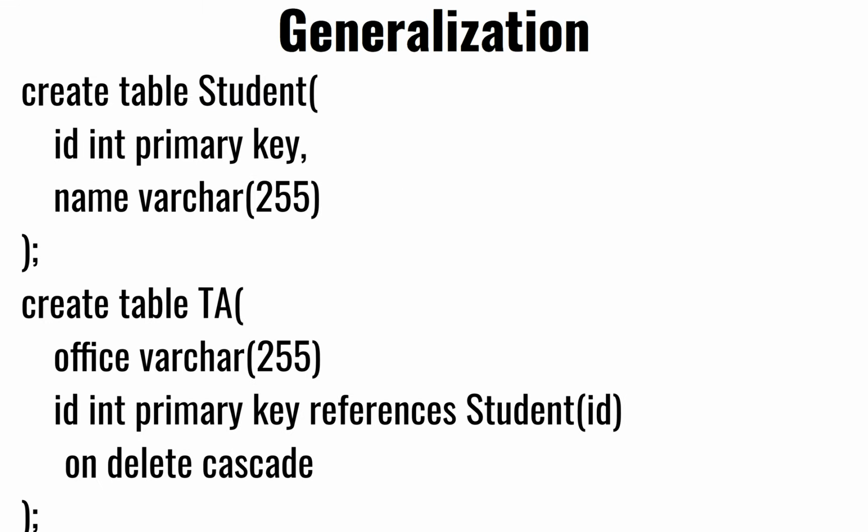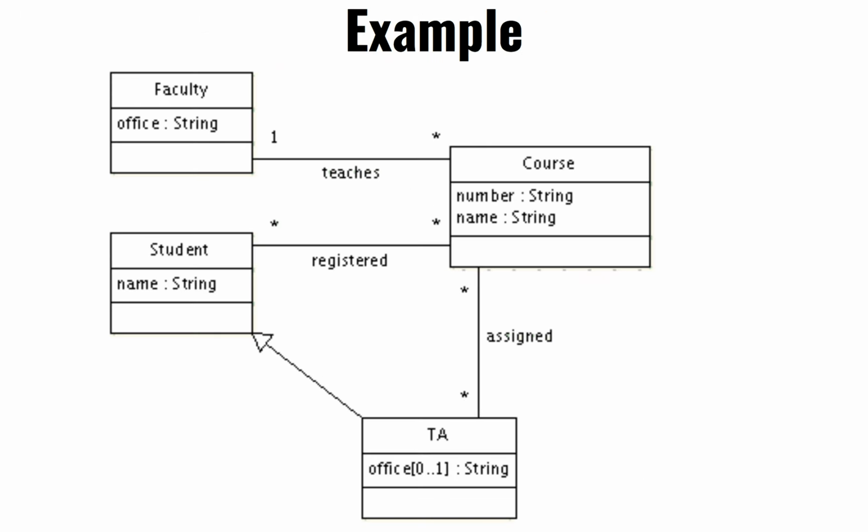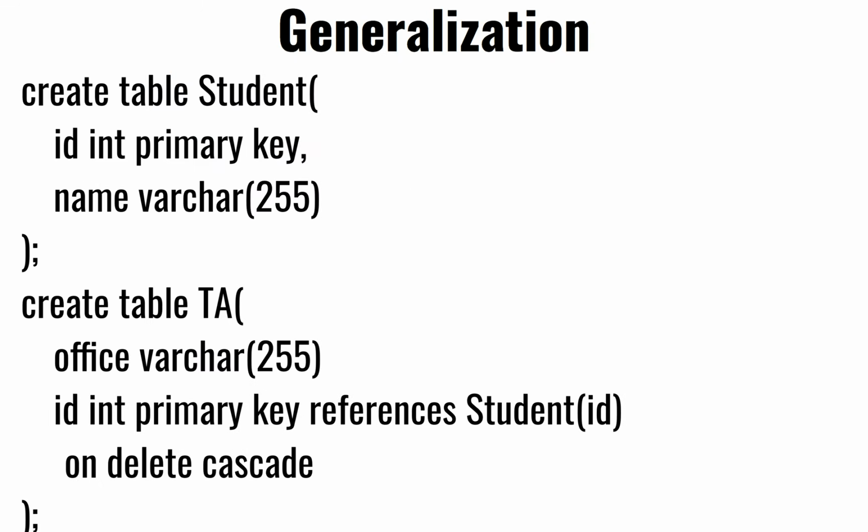That's the one-to-many. And here's a generalization. We have the base student, and we have the TA that is inheriting from the student. So here's the base student with its primary key and the name, and then we have the primary key of the TA, not only being a primary key, but also a foreign key that is referencing the student. Okay, so there's a one-to-one. So if we ever want to know the information about the TA, we're going to need to join these two tables.